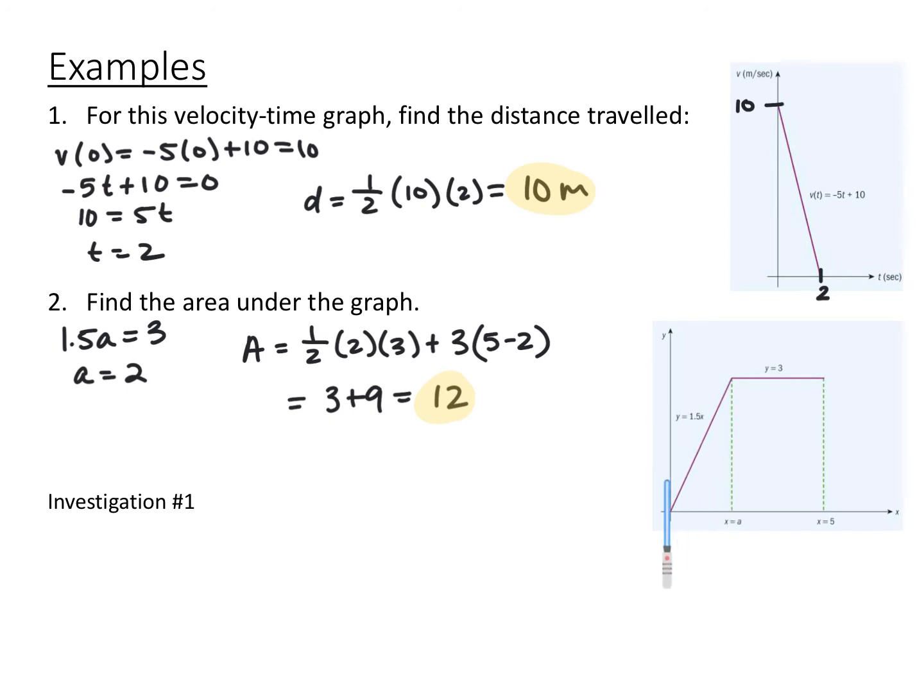So then for the first part of the area, I found the area of this triangle, 1/2 base of 2 times height of 3. And then plus, I'm going to add the area of this rectangle, which has a height of 3 and a base of 5 minus 2, which was also 3. So you end up with the area under the curve to be 12.